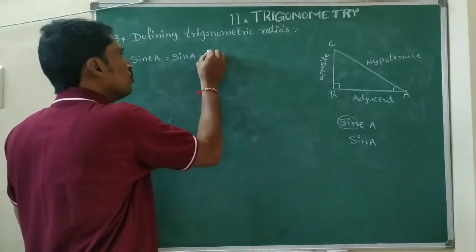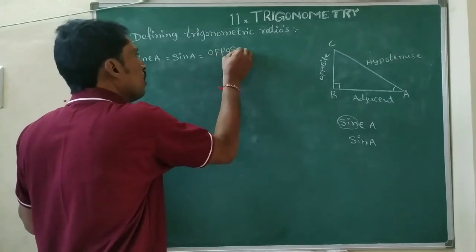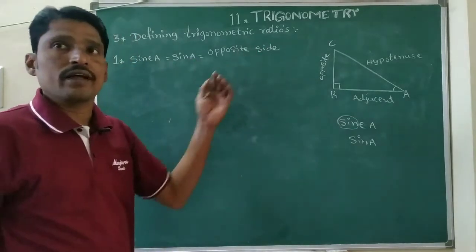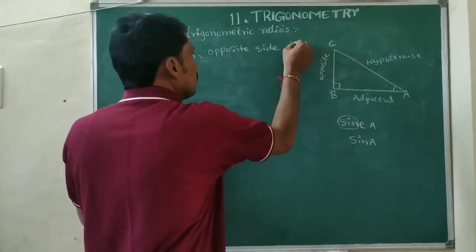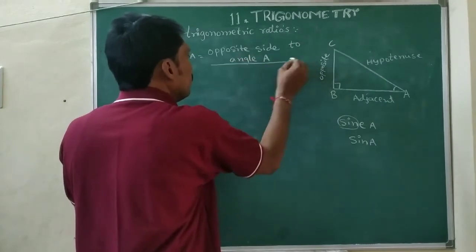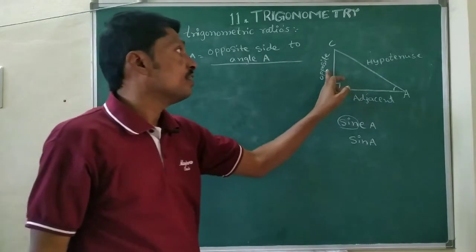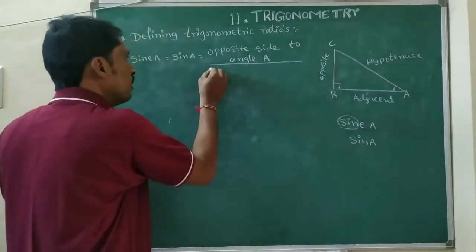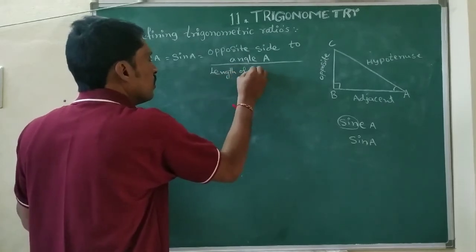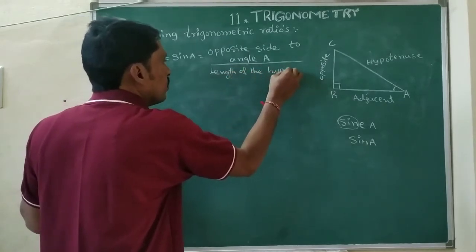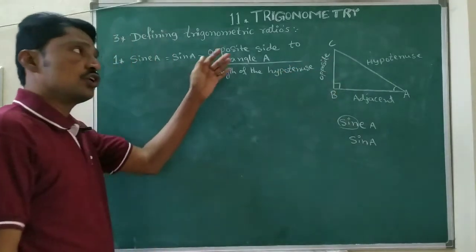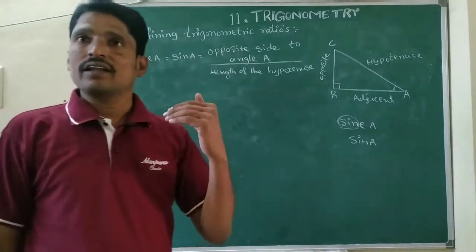So sin A is the opposite side to angle A by the length of the hypotenuse, this one and this one. This ratio we are taking as sine.